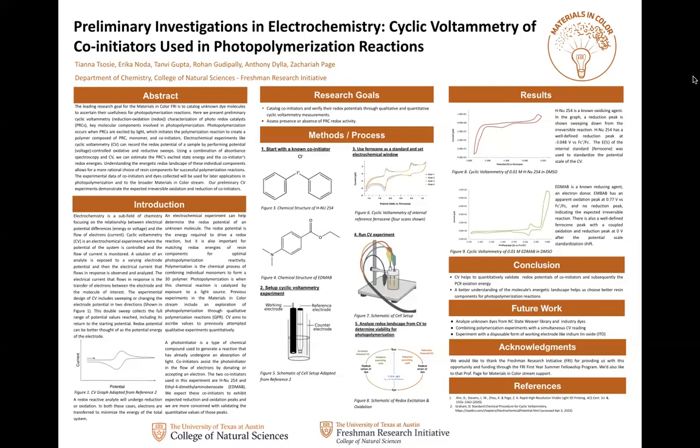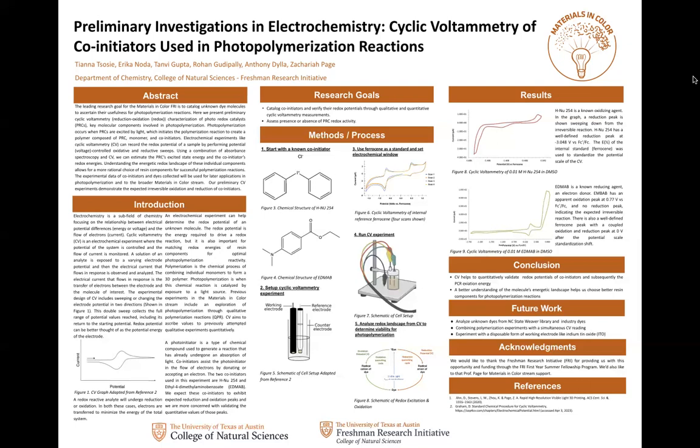HNU254 is a known oxidizing agent, meaning a reduction peak should be seen in figure 8. HNU254 has a well-defined reduction peak at -3 volts. There is a ferrocene peak at the top right of figure 8. Conversely, EDMAB is a known reducing agent, an electron donor. EDMAB has an apparent oxidation peak at around 0.77 volts and no reduction peak, indicating an irreversible reaction. There's also a ferrocene peak at 0 volts, as shown in figure 9.